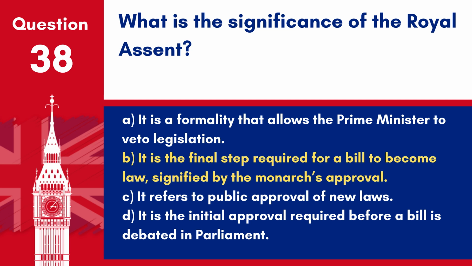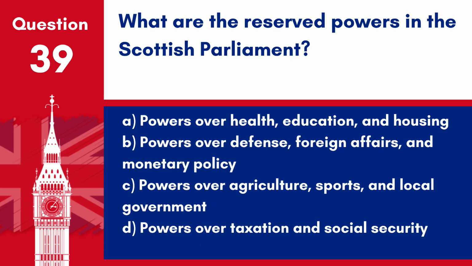Answer: B. It is the final step required for a bill to become law, signified by the monarch's approval. Royal assent is given by the monarch as a formal step in the legislative process, after which a bill becomes law. Question 39. What are the reserved powers in the Scottish Parliament?